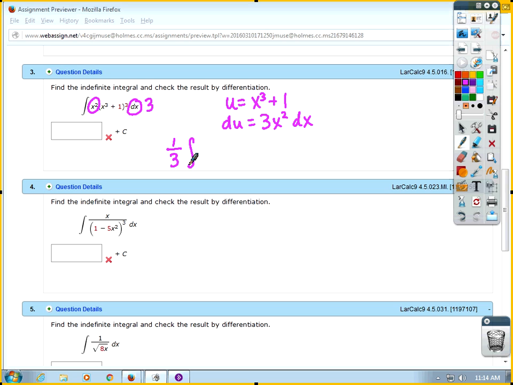We're going to substitute u in place of the x cubed plus 1, so that's u cubed. And now I have the entire du, 3x squared dx. So u cubed du, so 1/3 u to the 4th over 4. So now I have 1/12 u to the 4th, and I'm going to substitute what the u was, which was x cubed plus 1, to the 4th plus c.